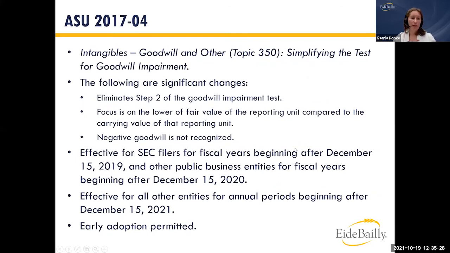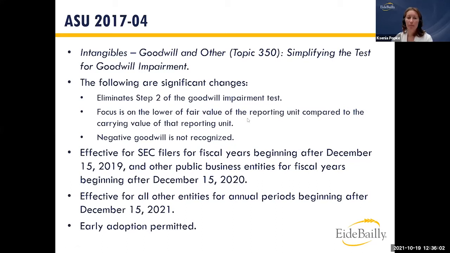Looking at another standard that was also part of the simplification project around goodwill. As I mentioned, there's been several of them issued. The 2017-04, simplifying the test for goodwill impairment, is also not quite effective yet, but will be. So if you do have goodwill that you recognize on your balance sheet, take a look at this, because it's one of the standards that actually will help with goodwill impairment.